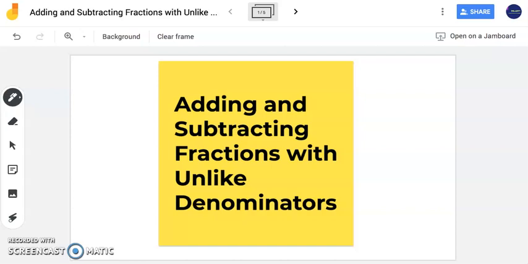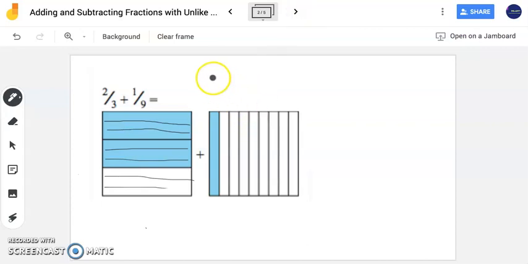Hello, today we're going to learn how to add and subtract fractions with unlike denominators. In this problem here we have 2/3 plus 1/9. Notice here this picture is a model of 2/3 and this picture is a model of 1/9.